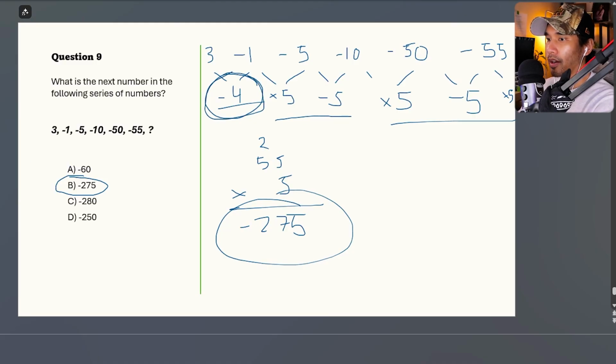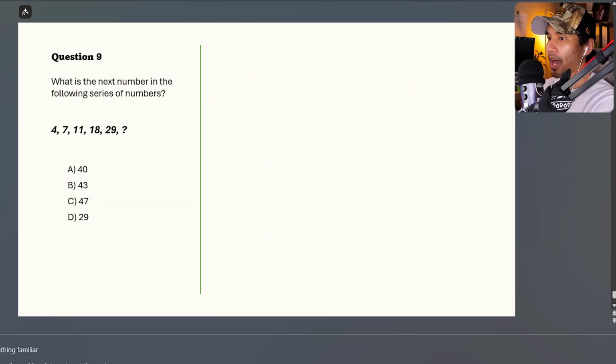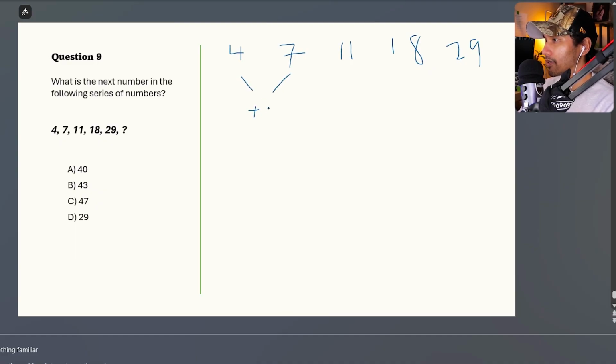So now let's move on to 9. What is the next number in the following series of numbers? So we have here 4, 7, 11, 18, 29. Okay. So we see here it's plus 3. 4 to 7 is plus 3. 7 to 11 is plus 4. And then 11 to 18 is, what is 11 to 18? Plus 7. And then 18 to 29 is plus 11.